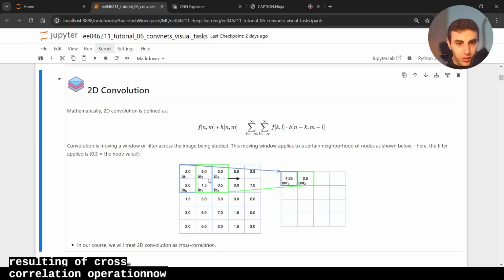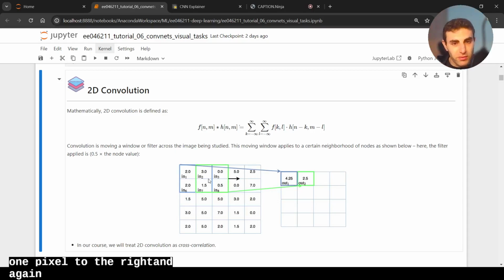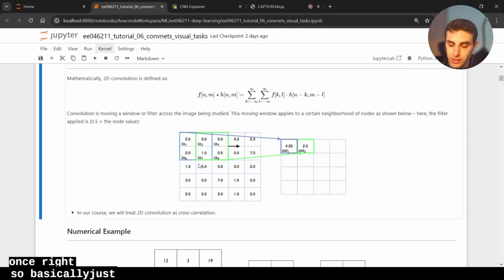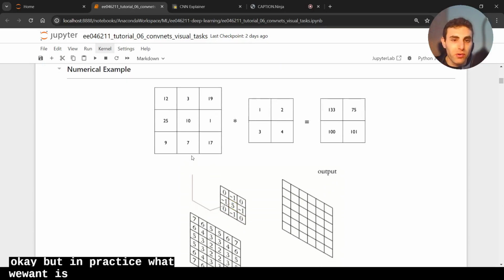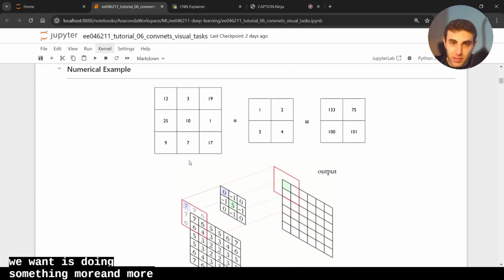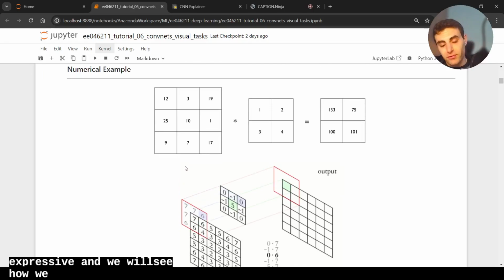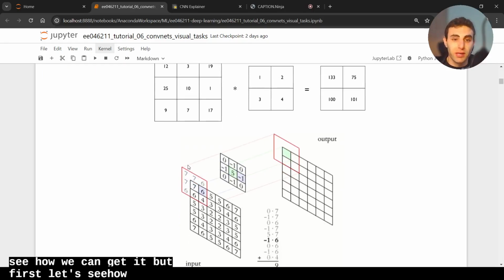Now we shift the window with a stride of 1, so we move 1 pixel to the right, and again perform this multiplication. The weights here are just ones, so it's basically just the summation operation. But in practice, we want something more expressive, and we will see how we can get it. But first, let's see how it happens in practice.